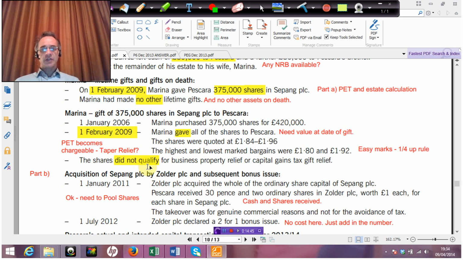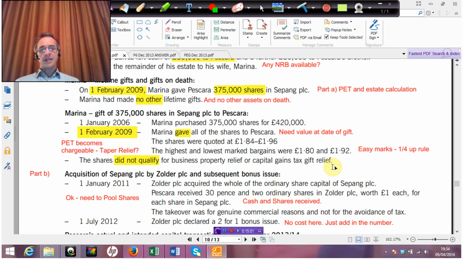the fact that the shares did not qualify for business property relief, i.e. for IHT, or for capital gains gift relief. Now that information is given for a specific reason, which will become clearer once we go down a little bit. But essentially what we're saying is that the value is the value.